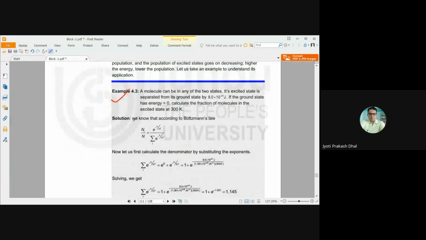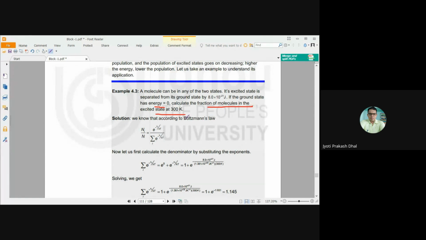In example 4.3, a molecule can be in any one of two states. Again, I'm repeating, a molecule can be in any one of the two states. Its excited state is separated from the ground state by an amount of energy 8 into 10 to the power minus 21 joule. If the ground state has energy 0, calculate the fraction of molecules in the excited state at 300 Kelvin.